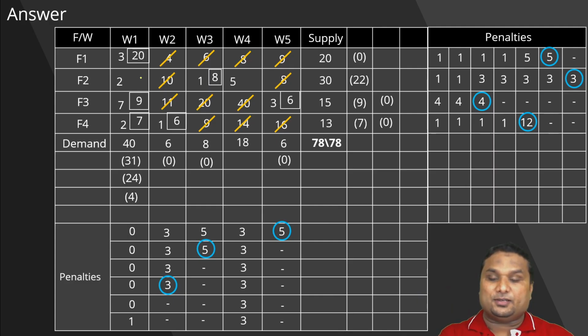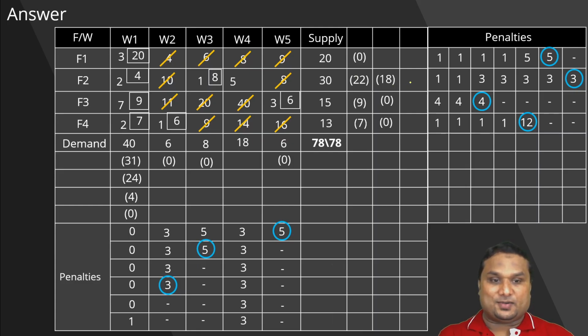Which is the lowest value? This 2 is the lowest value. Anyway, the rule is the same, and there is 2 and 5. The penalty is 3. Now choose the lowest value, 2. Now 22 here, 4 here. So what can we do? One supply is 22, demand is 4. So we can give 4 here, and 22 minus 4 will become 18. 4 minus 4 will become 0.